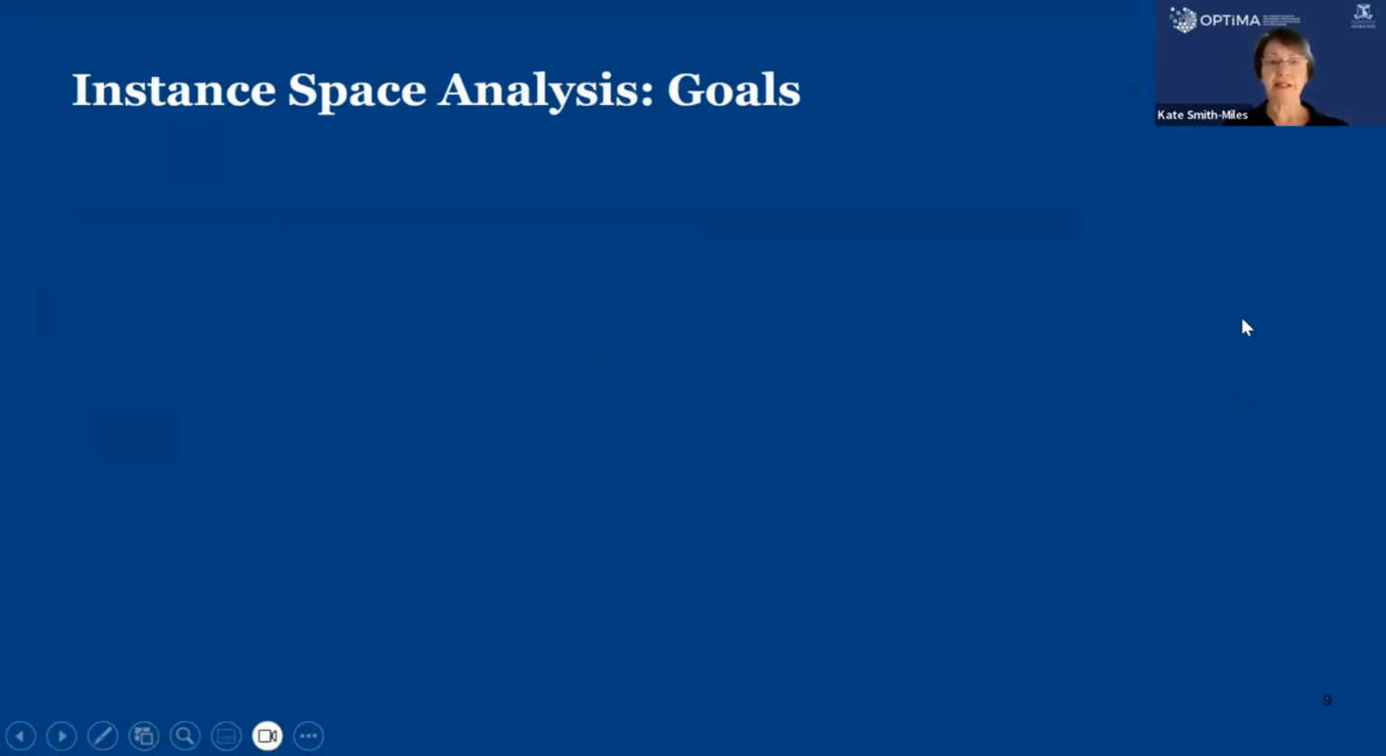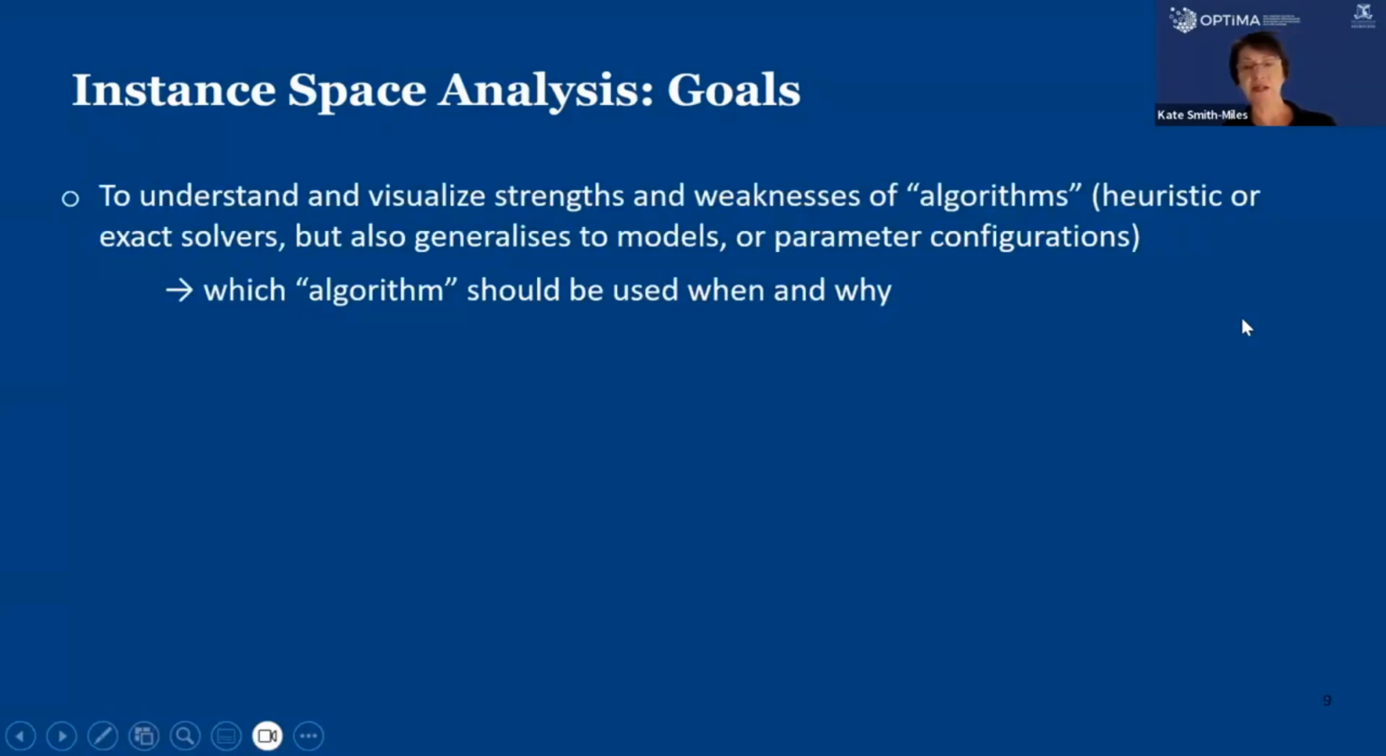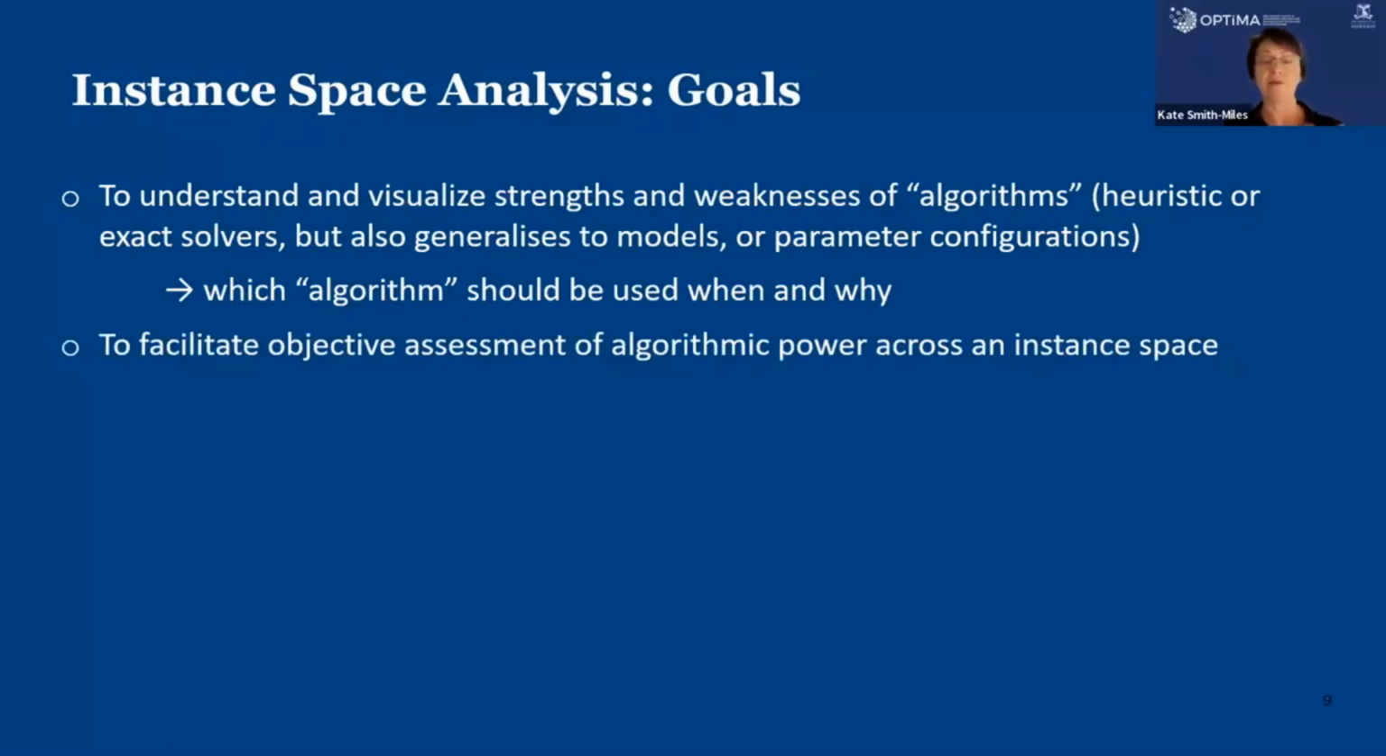So the goals of instance-based analysis then have been to understand and visualize the strengths and weaknesses of algorithms initially, but it generalizes to models or parameter configurations as well. I'll keep using the word algorithm, but you know that I mean the broader set of design choices that we have when we're solving optimization problems. So which algorithm should be used when and why is what we're trying to address. We're trying to facilitate a more objective assessment of the power of an algorithm across the whole space, not in just cherry-picked examples.